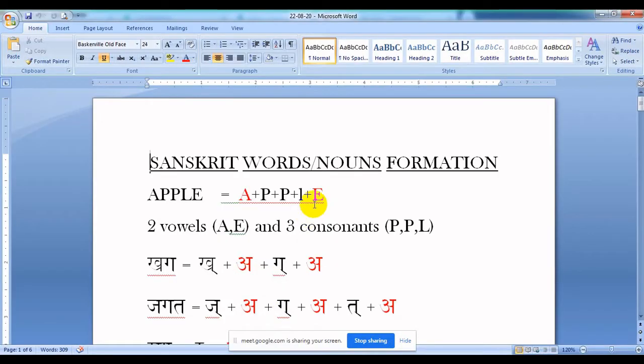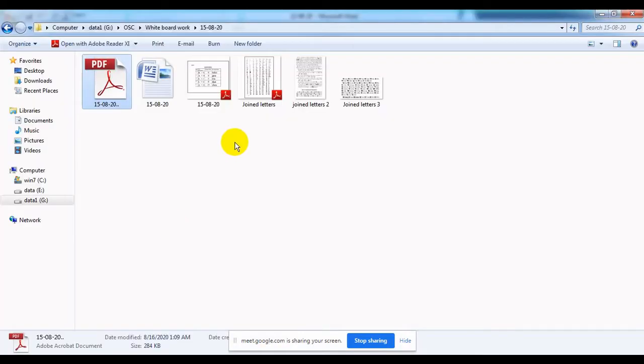Now today you can see here, this is a new slide, a new page or whiteboard, where today you are going to study this. Now clearly you can read here: Sanskrit words, nouns formation, right? In the previous class we were learning letter formation, and with letter formation you could see this kind of mixed letters also were there.